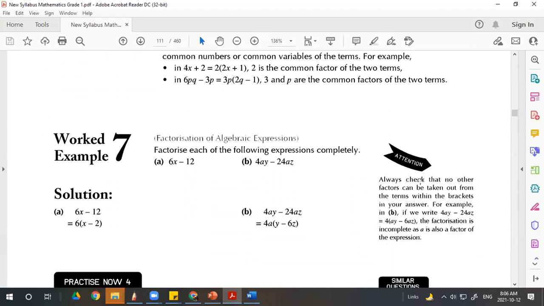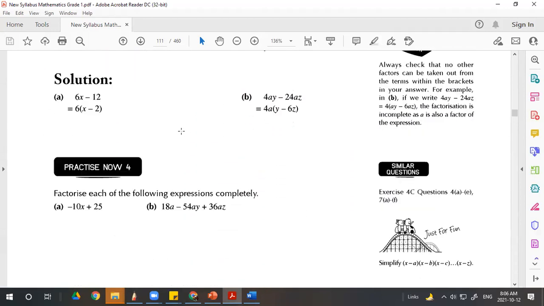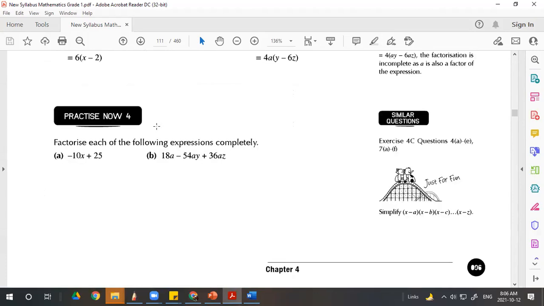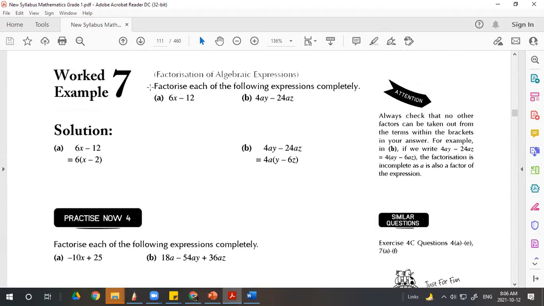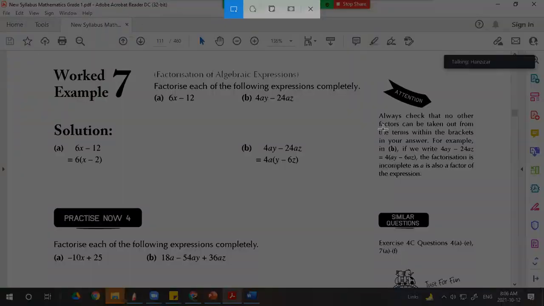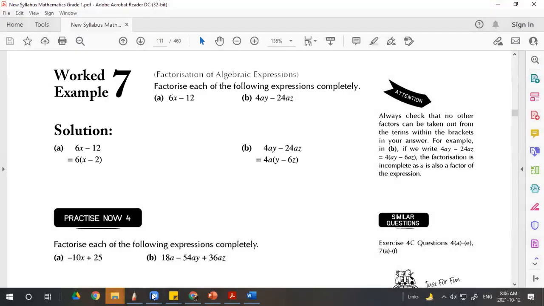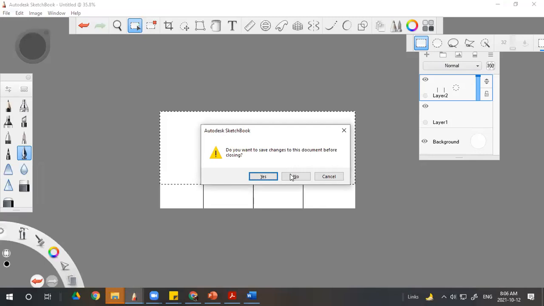Okay, let's try to do this. If you want to factorize, you have to find the same term. This is the work example. I will start from the work example. Okay.